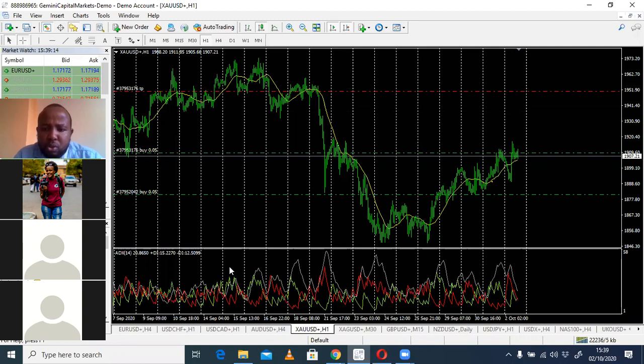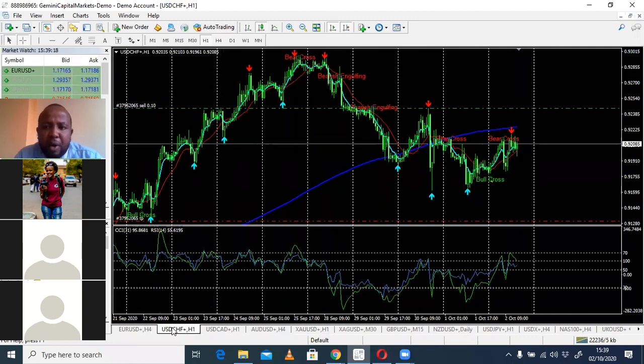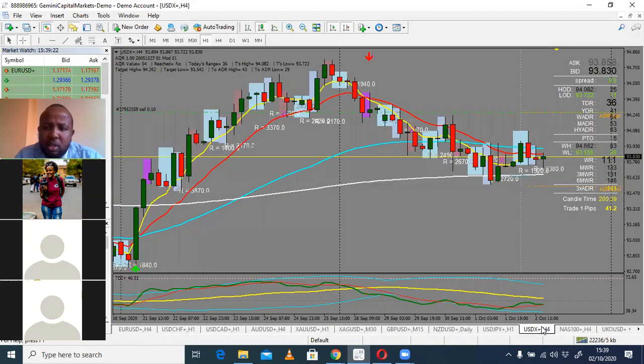And then for this USD CHF, as I've told you, I'm looking at it the way I'm looking at the USD index. So this is the USD index, guys. Sorry, this is another system I'm testing here. So just a minute, guys.